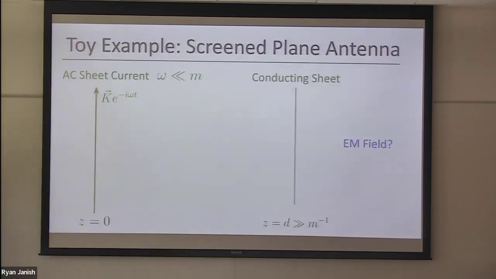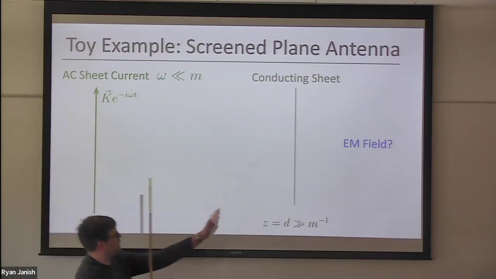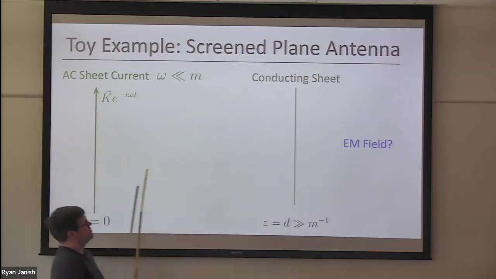Okay, good. Let's be serious, but not too serious. This is a toy model, and this is a question I want to ask. Suppose we have a sheet of current, a nice simple toy model. We have a planar AC sheet current. We know what would happen in ordinary E&M: this would radiate some plane wave. And now let's put our wall here. Let's take a conducting sheet, an infinitely thin perfect conductor right here.